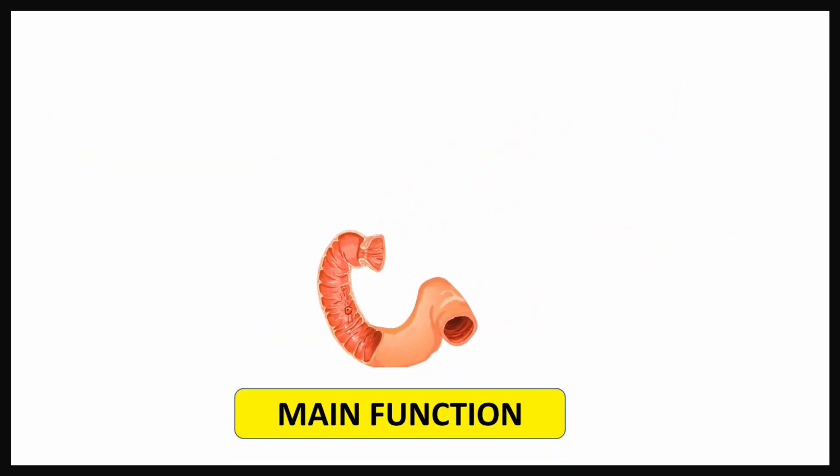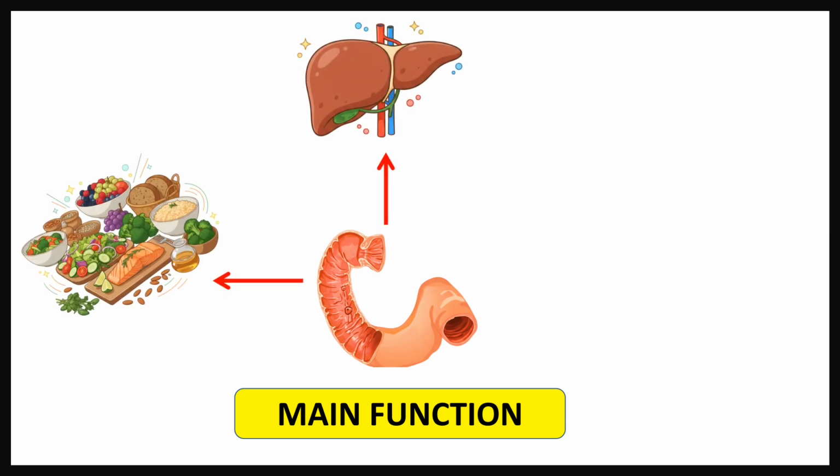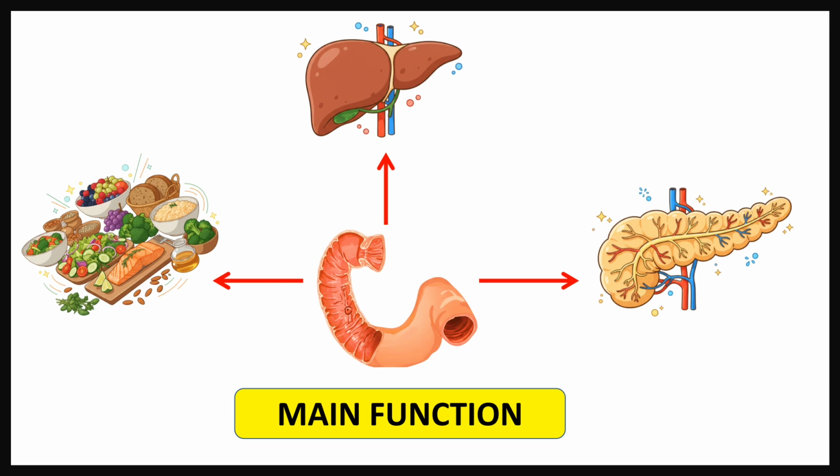What are the main functions of duodenum? The main function of the duodenum is it receives food from the stomach along with bile from the liver and pancreatic juice from the pancreas. These secretions help break down fats, protein and carbohydrates. You can think of duodenum as the mixing chamber where food is mixed with digestive juices.